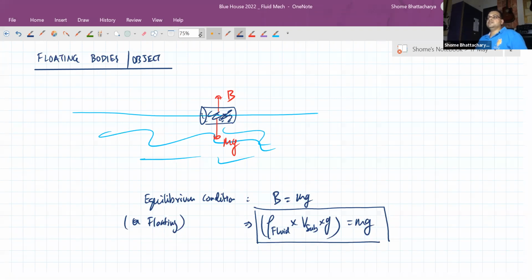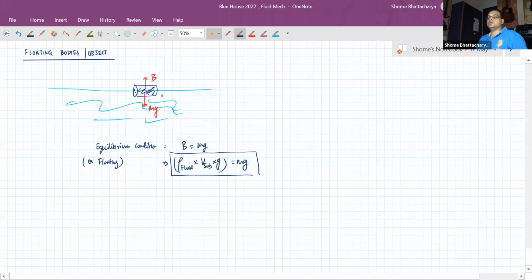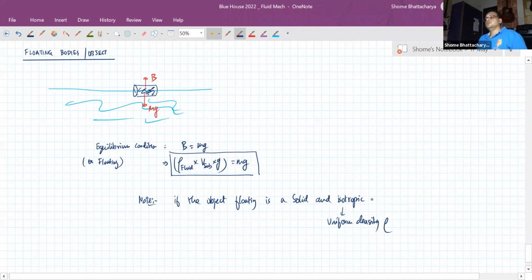Now further we can see that if the object happens to be a solid object, like a solid log of wood made of isotropic material, so its own density is uniform. In that case, we can write the mass as the density into the total volume. So if the object floating is a solid and isotropic body, so isotropic means it has uniform density. So let's say that density is rho. Then we can write the mass of the object as density into V, where V is the total volume.